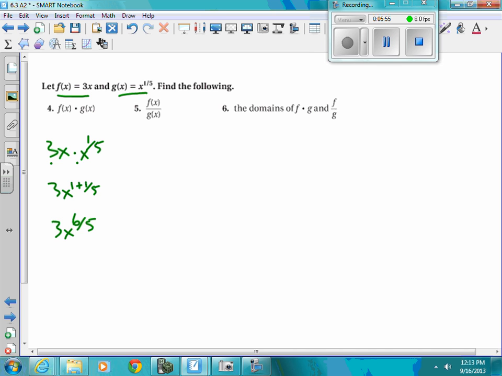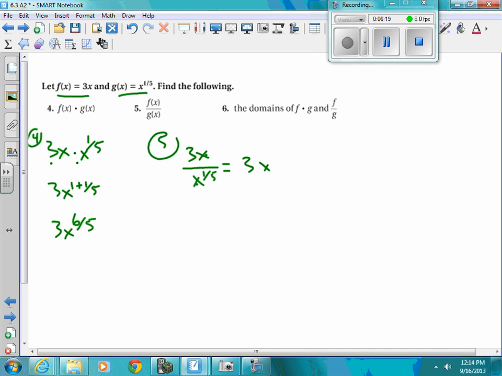And then over here for number 5, very similar, except we're going to divide now. 3x over x to the 1/5. So 3x, we can simplify this, right? We subtract the exponents, the bases are the same. 3 divided by 1 is 3.